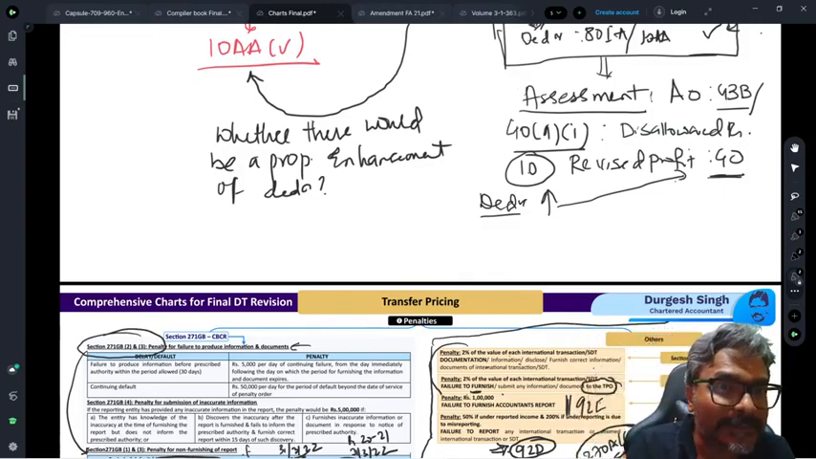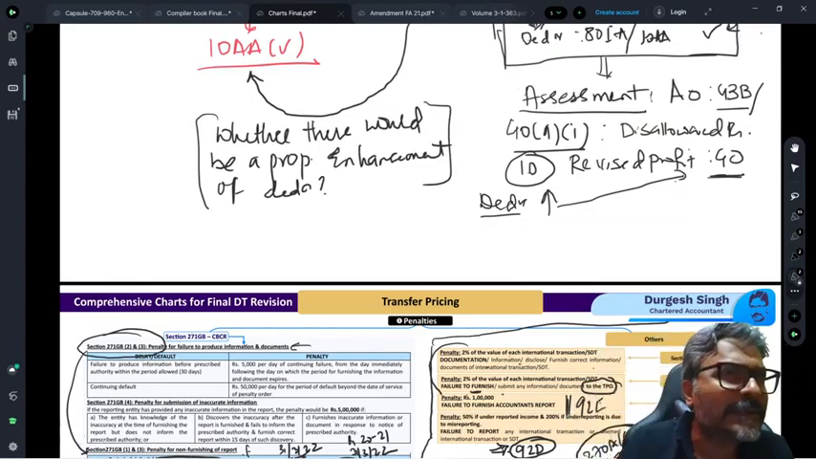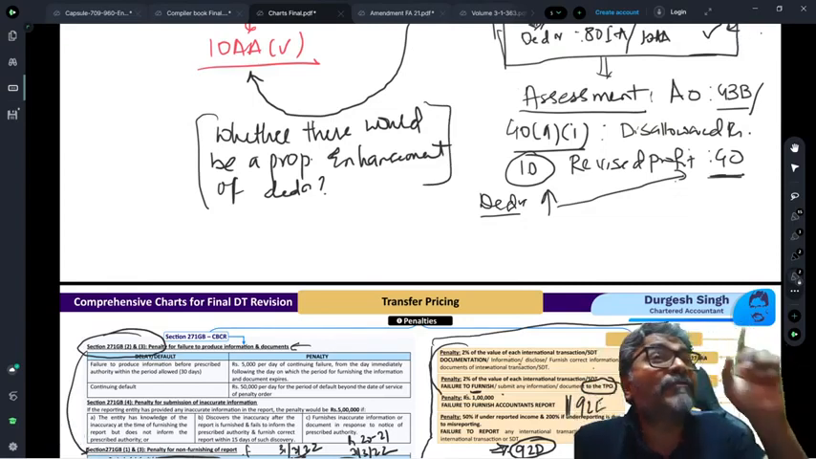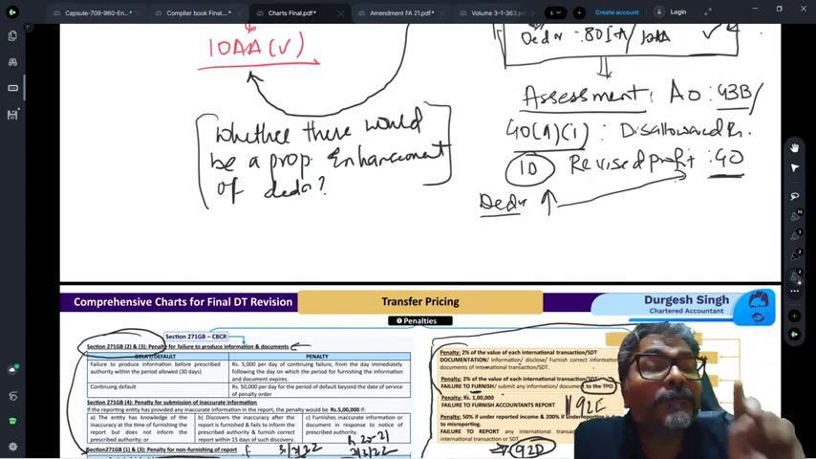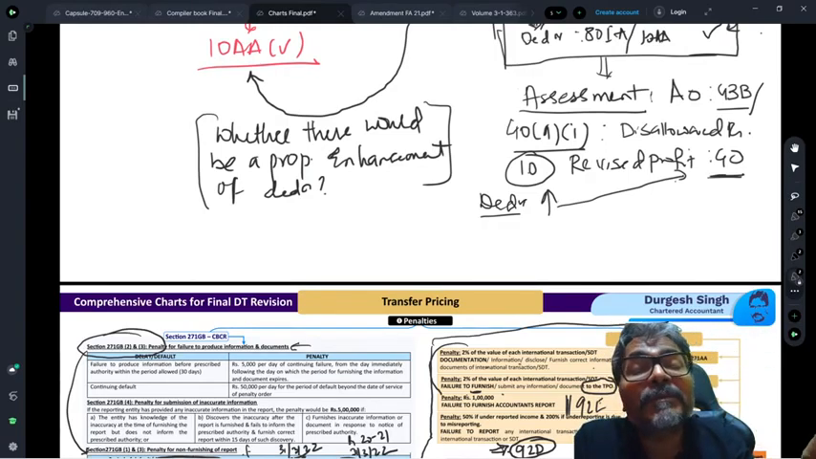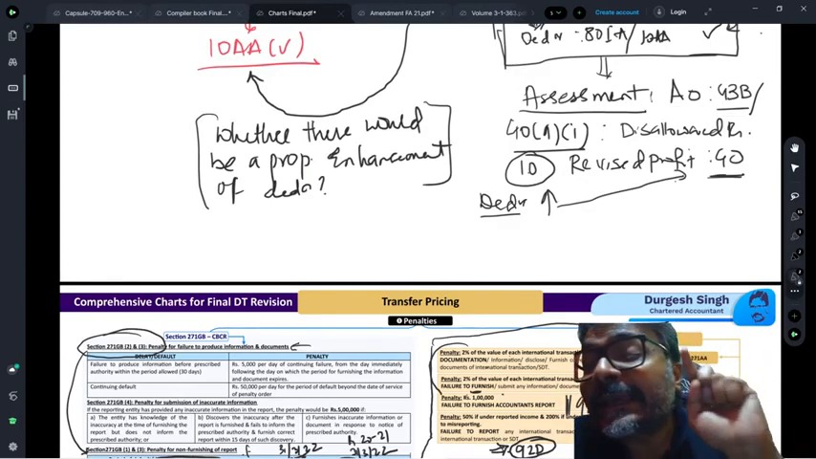But now compare this with what we are doing in transfer pricing. Compare this with what we are doing in transfer pricing. In transfer pricing, if the profit is increased because of what? The profit in transfer pricing, if the profit is increased because of the adoption of the ALP.